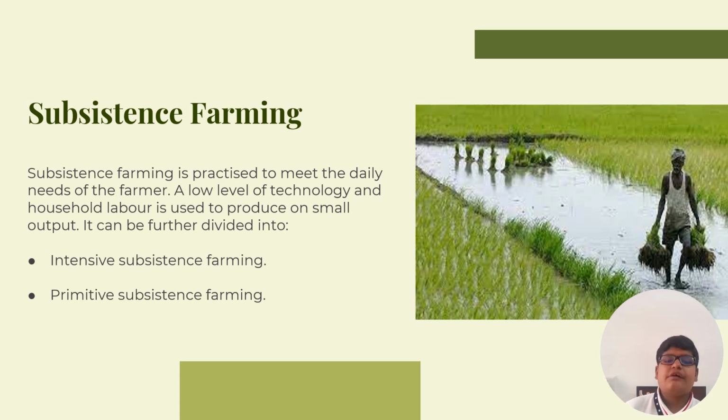Subsistence farming. Subsistence farming is practiced to meet the daily needs of the farmer. A low level of technology and household labor is used to produce a small output. It can be further divided into intensive subsistence farming and primitive subsistence farming.